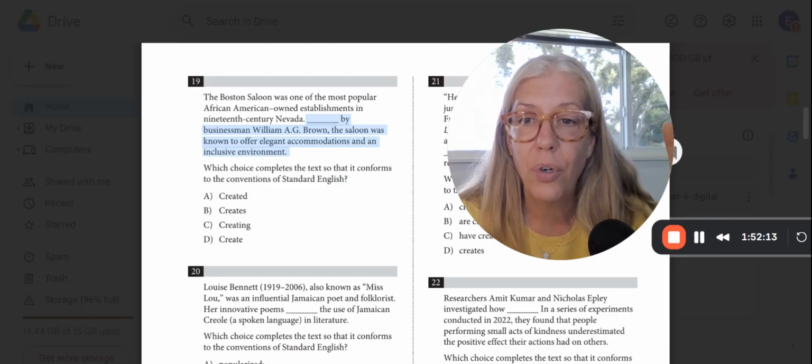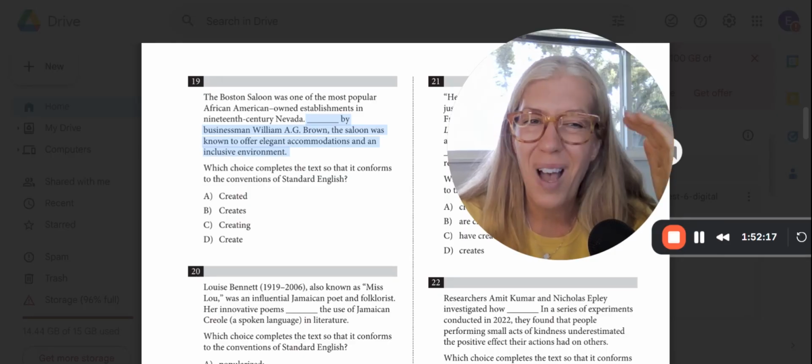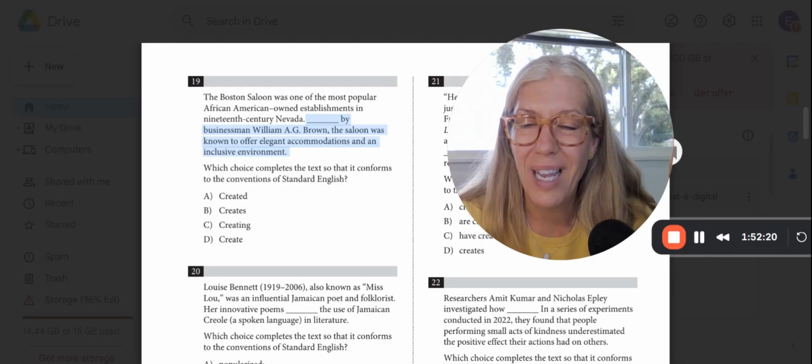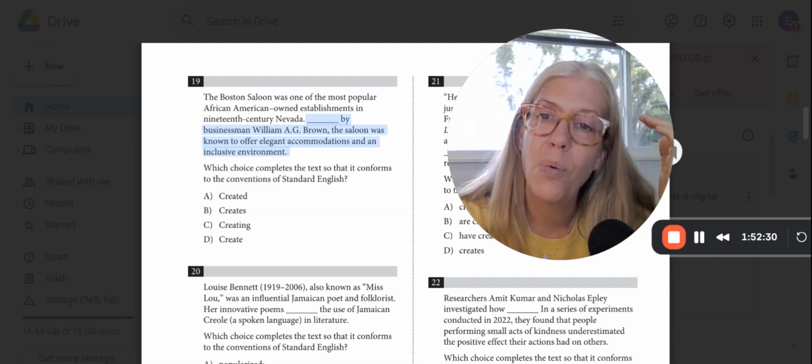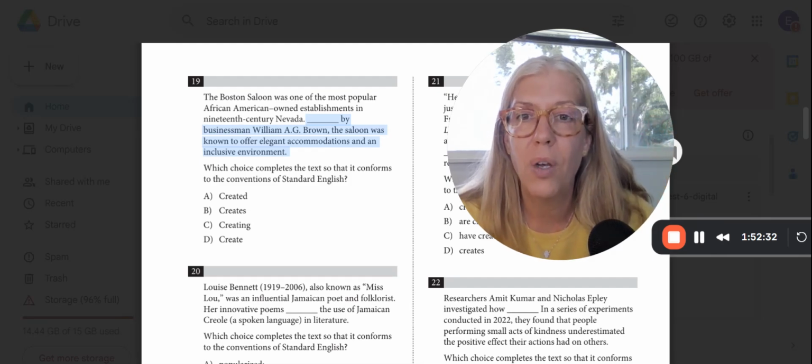William A.G. Brown created. William A.G. Brown creates. It's not present, so he's not doing it right now. And it's not future tense. William A.G. Brown creating. William A.G. Brown create. So definitely William A.G. Brown created. Created by businessman William A.G. Brown. Yep. So A goes well in that one.